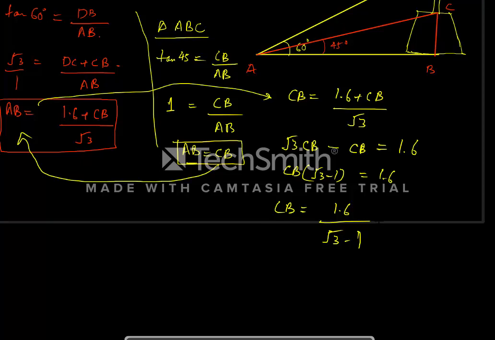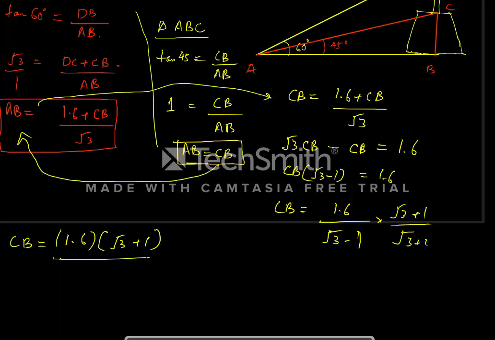You can simplify it further by multiplying it with root 3 plus 1 divided by root 3 plus 1, so this root value will be eliminated from the denominator. So we can write CB equals 1.6 times root 3 plus 1 whole divided by, it is a minus b times a plus b, that'll be a square minus b square. So root 3 square is 3, minus 1 square is 1.